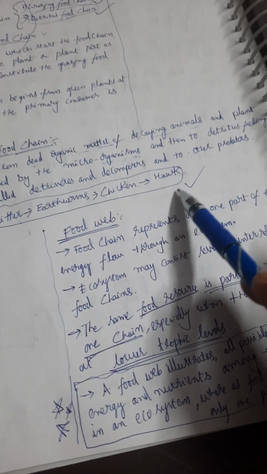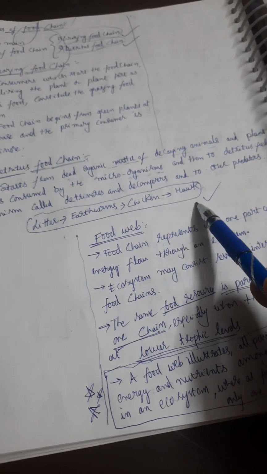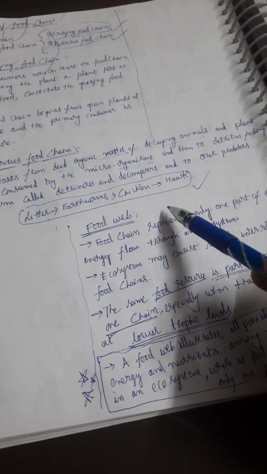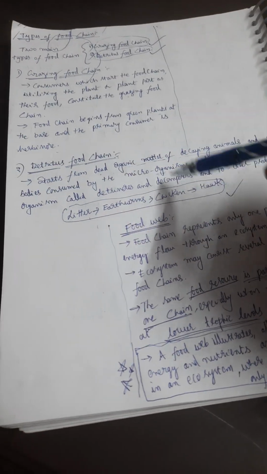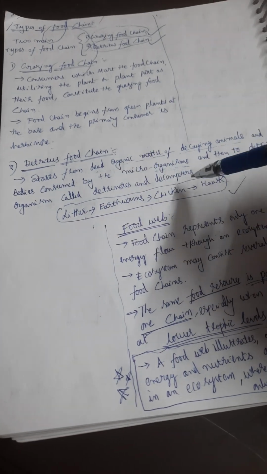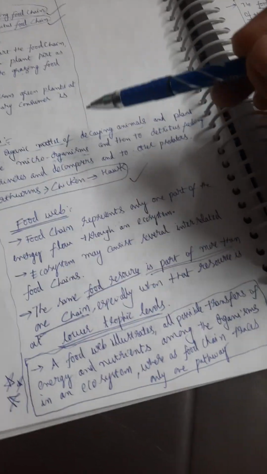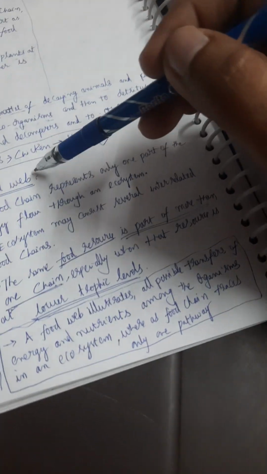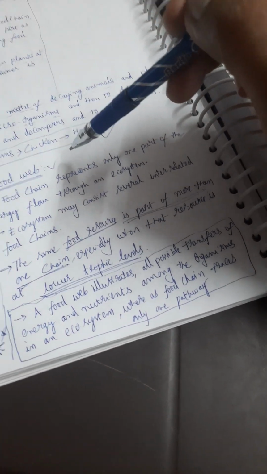That means, suppose, this is the detritus food chain. We have seen the grazing food chain. In this also, maybe a hawk may eat a rabbit also. That means the grazing food chain and the detritus food chain are both interrelated. So food web is more than a food chain. A food web will give the interactions in a detailed manner.